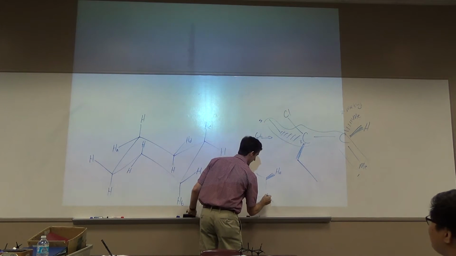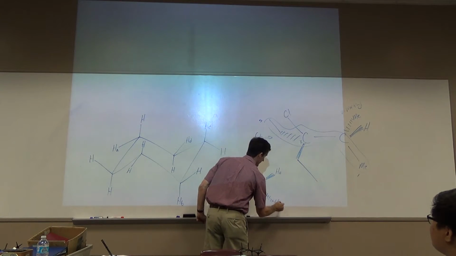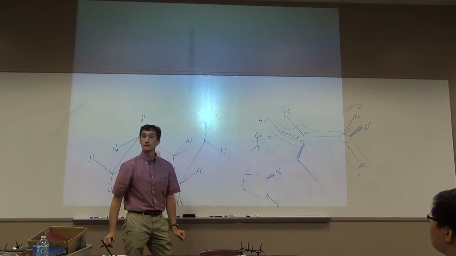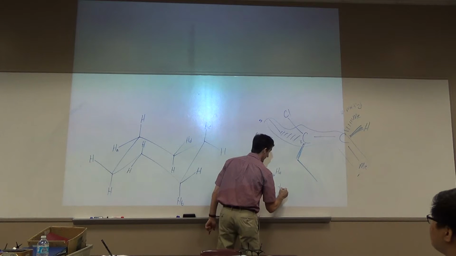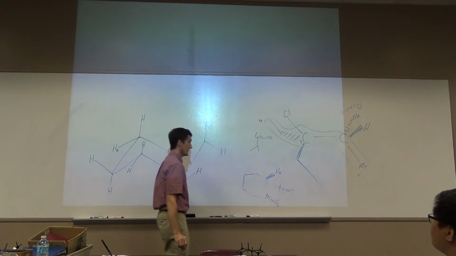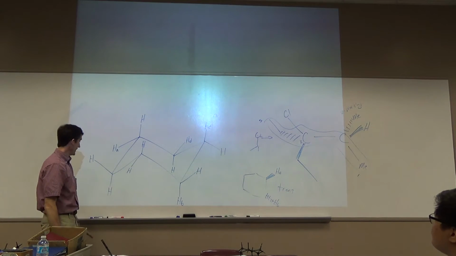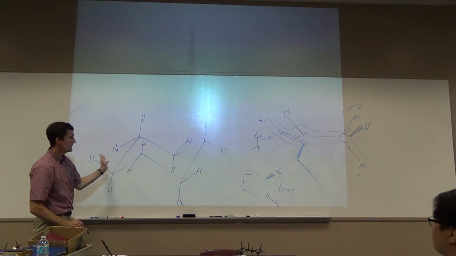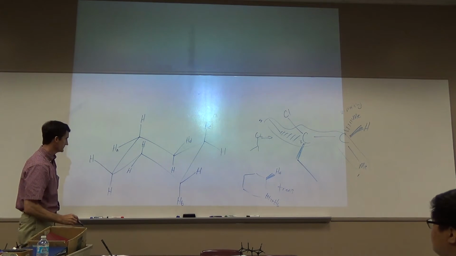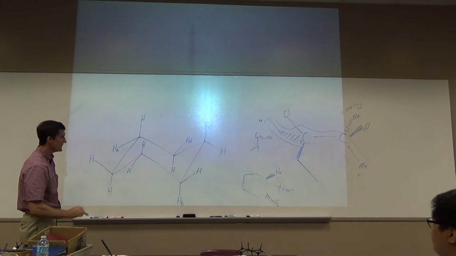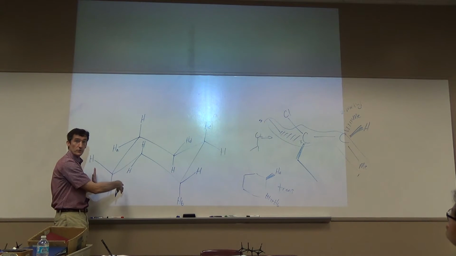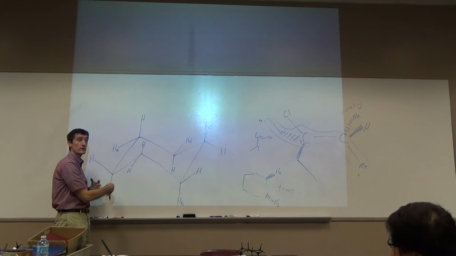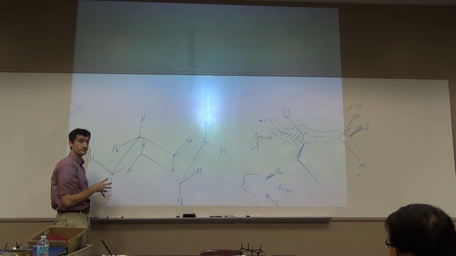HA, HB, are those cis or trans? Trans, okay? Now, this is not the same, because they're on adjacent carbons. Here they're not. Okay? But that's the same type of thing. We have a different view here. We need to be able to answer questions like cis or trans from this view.